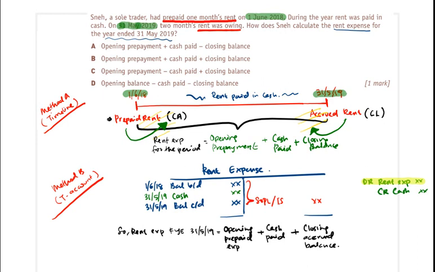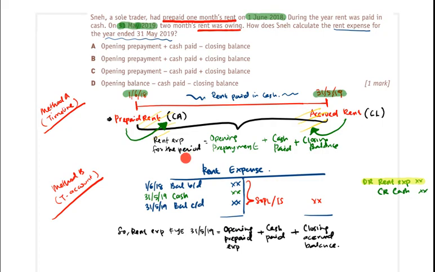Prepaid rent is expense that has been paid in 2017, the previous year, but it belongs and will be used in 2019. As for accrued rent, it is an expense that already happened or incurred during this period, but payment is delayed to the next financial year end.